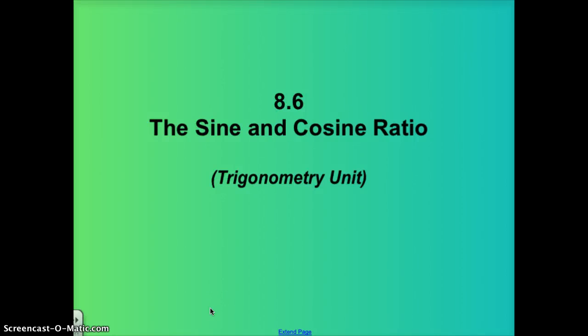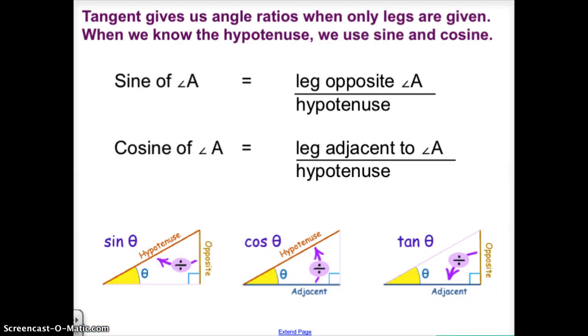The sixth lesson in chapter 8 is the sine and cosine lesson, where we build on the tangent ratio and apply the sine and cosine ratios, which are as follows. The sine of an angle is equal to the ratio of the opposite to the hypotenuse, and the cosine of the angle is equal to the ratio of the adjacent leg to the hypotenuse.